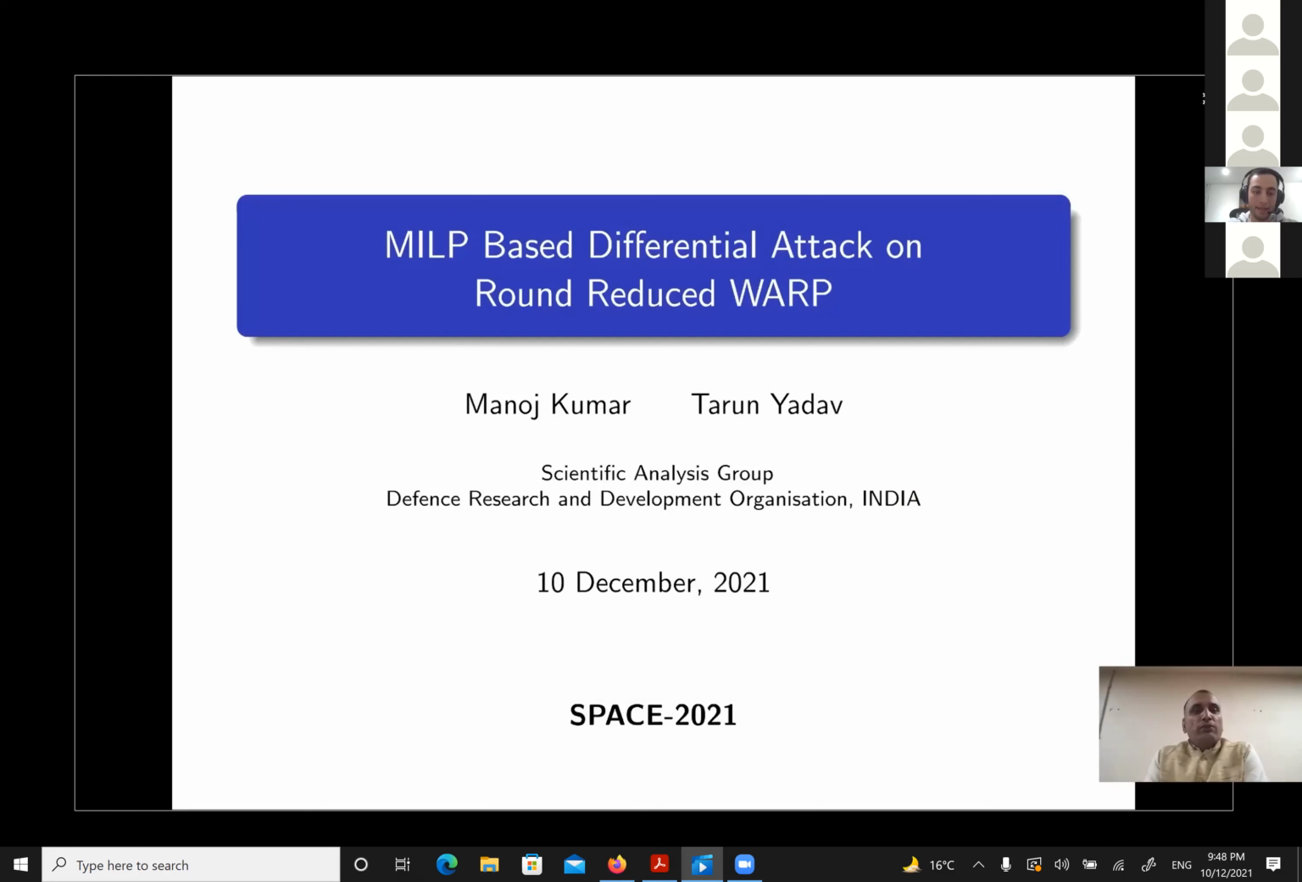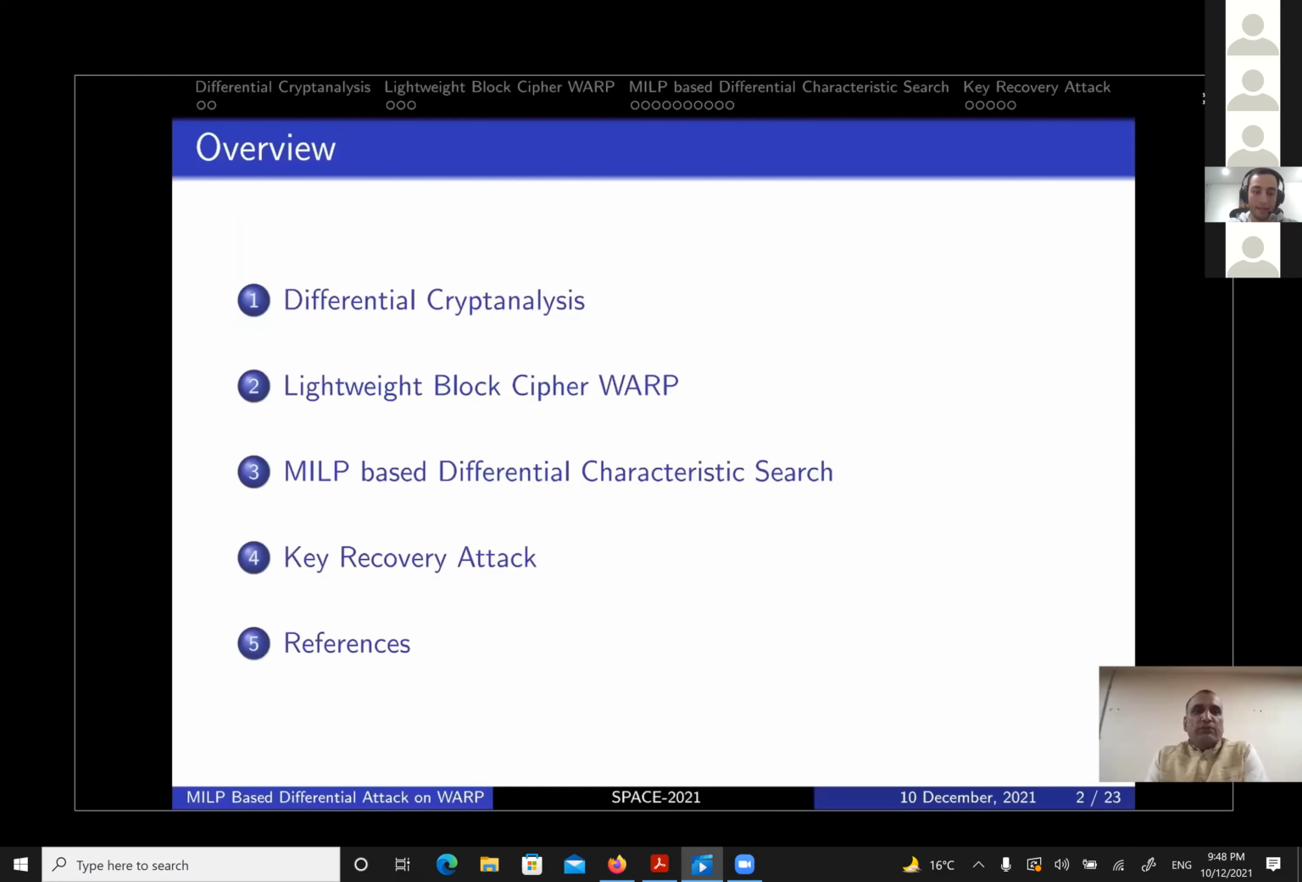This is an overview of our presentation. First, we will discuss differential cryptanalysis and the lightweight block cipher WARP in brief. Then we will present MILP-based differential characteristic search for WARP and a key recovery attack on reduced round WARP.